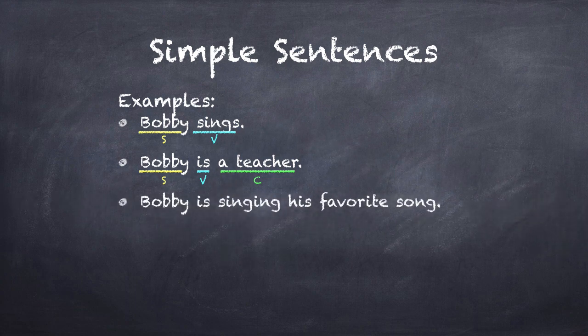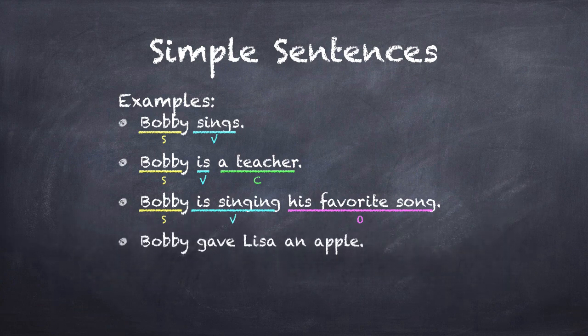Our next sentence is Bobby is singing his favorite song. In this sentence, Bobby is the subject, is singing is the verb, and his favorite song is the object. His favorite song is receiving the action. Bobby is singing. What is Bobby singing? Bobby is singing his favorite song.